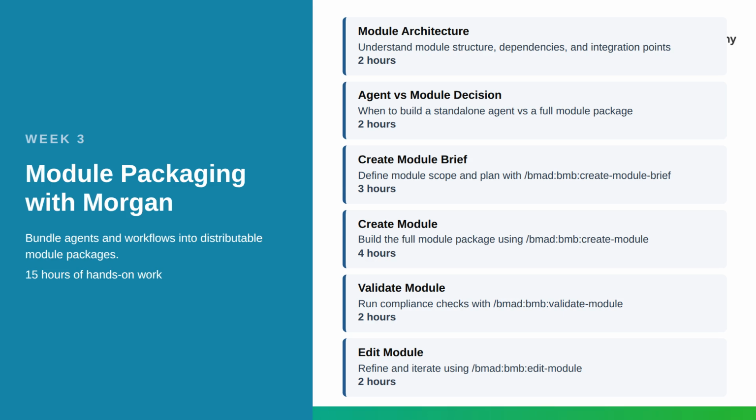Agent vs module decision takes 2 hours. Not everything needs to be a module. A standalone agent is simpler and faster to build. A module makes sense when you have multiple agents that work together, when you have workflows that those agents execute, or when you have shared knowledge that multiple agents reference. If you just need one agent with no workflow, a standalone agent is the right choice.